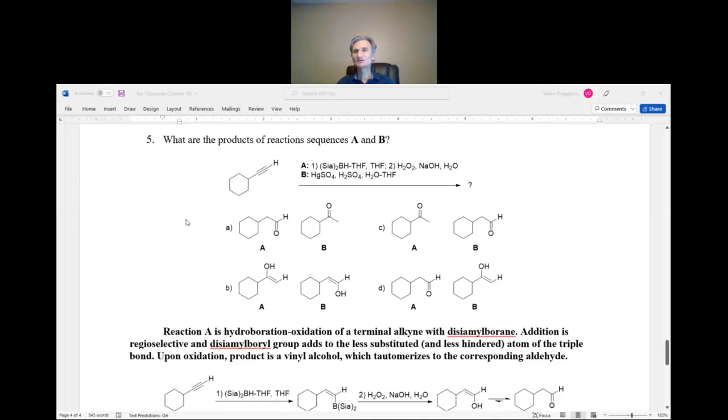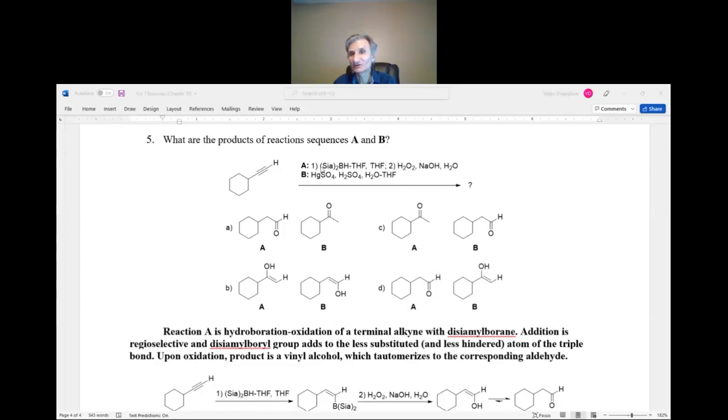Question number 5. What are the products of reaction sequences A and B? First, sequence A is a reaction with dicyamylborane in tetrahydrofuran as a solvent, followed by peroxide oxidation. This is a variation of hydroboration where we are using a hindered, bulky reagent, so that addition of boron to the less substituted carbon is favored. That steric factor favors addition of boron to the less hindered carbon of the triple bond.